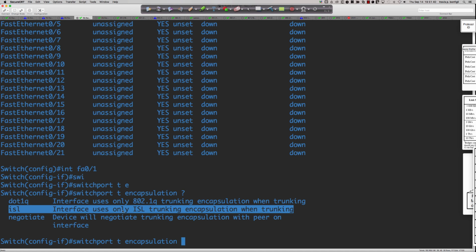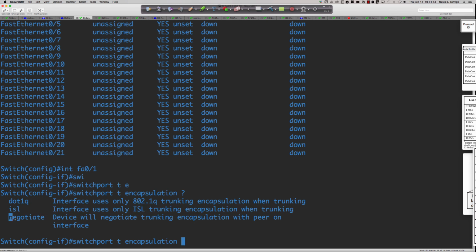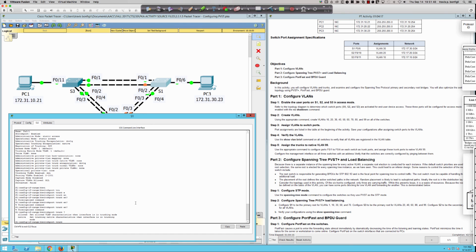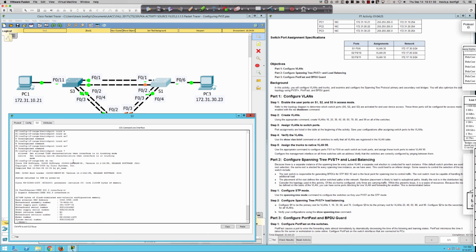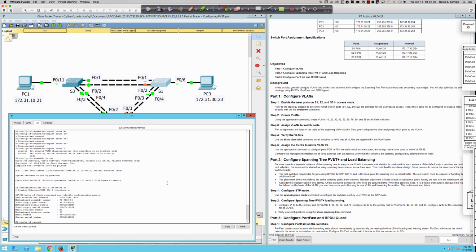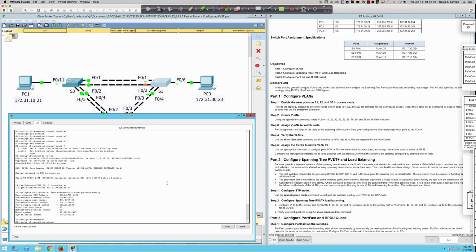Because again, ISL is deprecated, it's legacy, right? And there was even a negotiate option back in the day. But dot1Q is the default, which is why it's not even an option here on what is a simulated switch. Do show version. This is a simulated 2960, it should be. There it is, 2960.